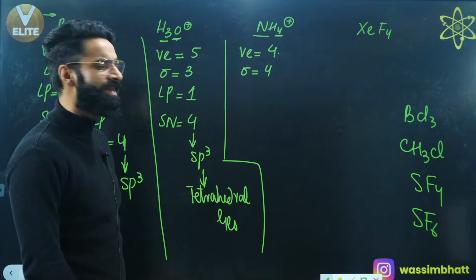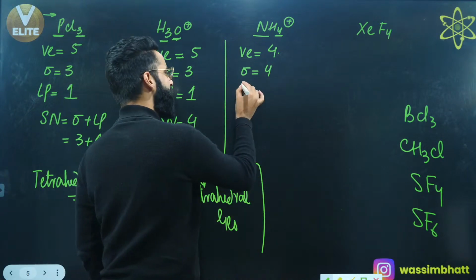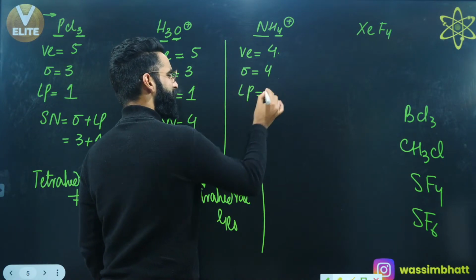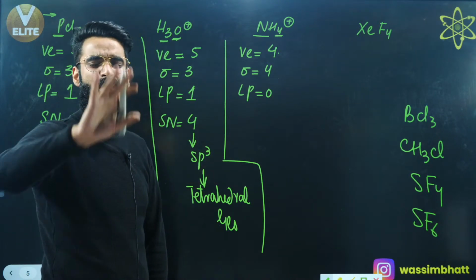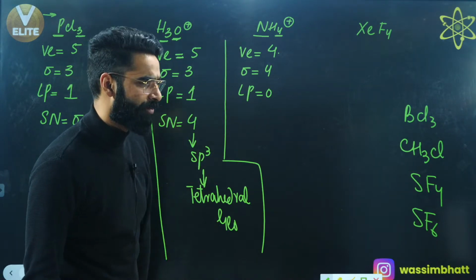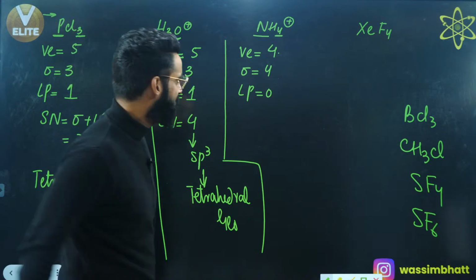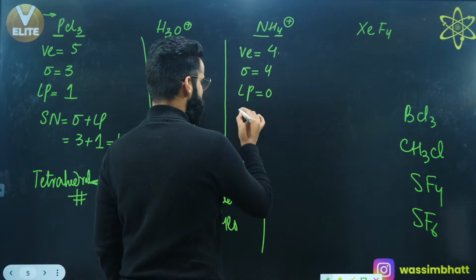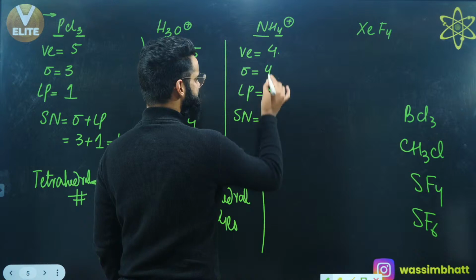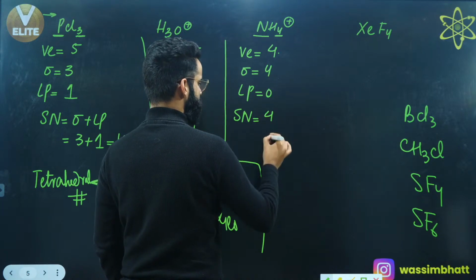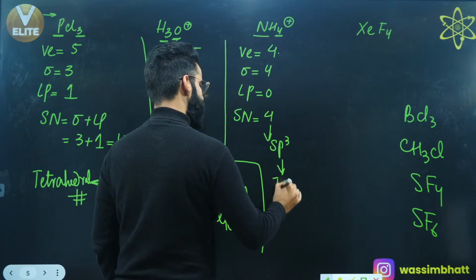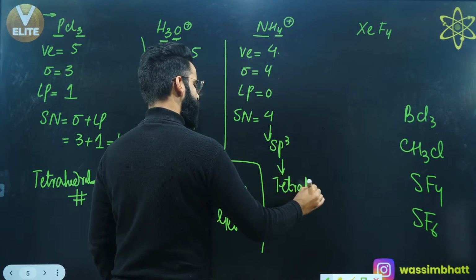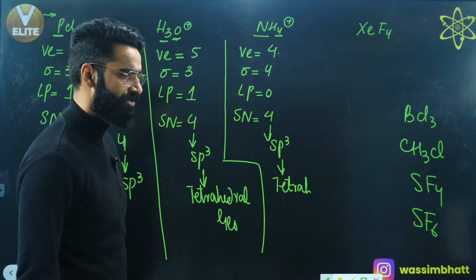So will there be any lone pair on nitrogen? There won't be any lone pair on nitrogen, right? Because it had 4 valence electrons and it is using all the 4 electrons to form 4 sigma bonds, yeah? So no lone pair on this nitrogen. If there isn't any lone pair on nitrogen, I'll say the steric number is sigma plus lone pair, 4 plus 0 comes out to be 4. Again, the hybridization is sp3. Again, the geometry is going to be tetrahedral, right? I'm sure it's clear to everyone.